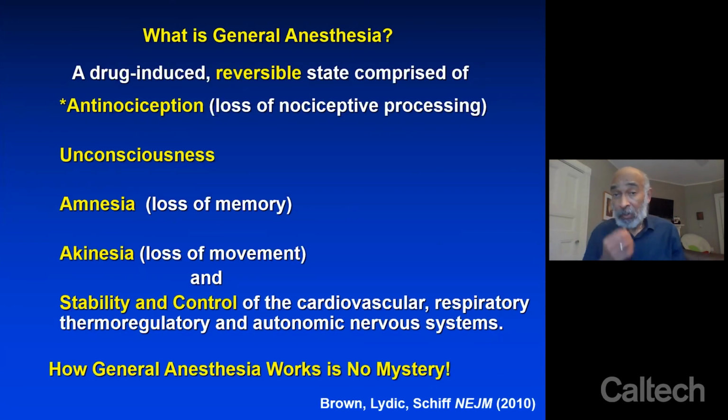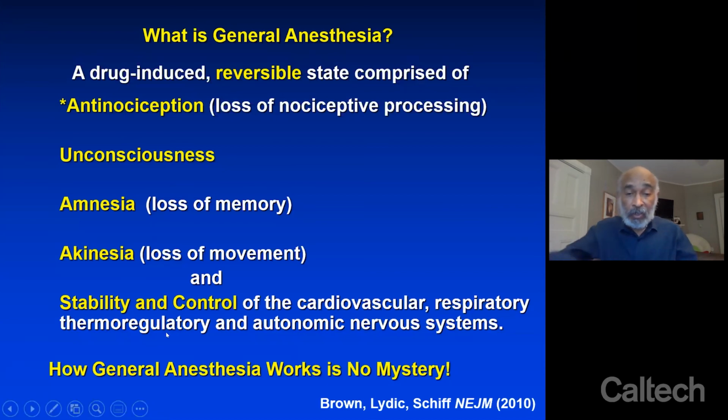So let me just begin with a quick definition. What is general anesthesia? It's a drug-induced reversible state that consists of antinociception, meaning there's a loss of the ability to process nociceptive information, unconsciousness, amnesia, akinesia, you're not moving around while the surgeons are operating, and stability and control of the physiological systems. These are the key descriptive features that we try to achieve when we put a patient in a state of general anesthesia.